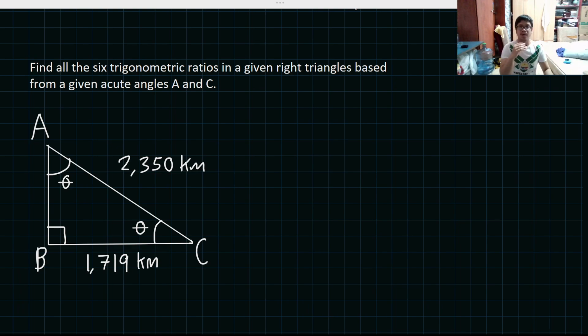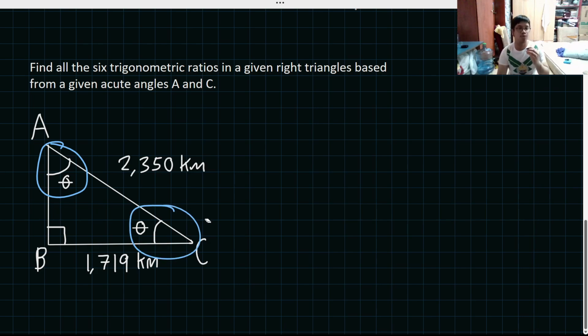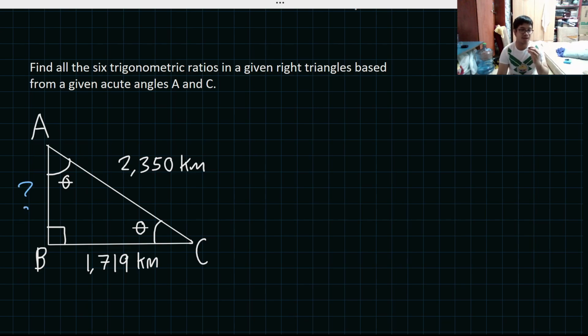Here, this is actually the last problem of test 4. We will find all the 6 trigonometric ratios in the given right triangle based on the given acute angles A and C. In other words, we will find all trigonometric ratios at angle A and at angle C. But before we do that, we need to find the missing side here, because you cannot find the other trigonometric ratios if we have a missing side.